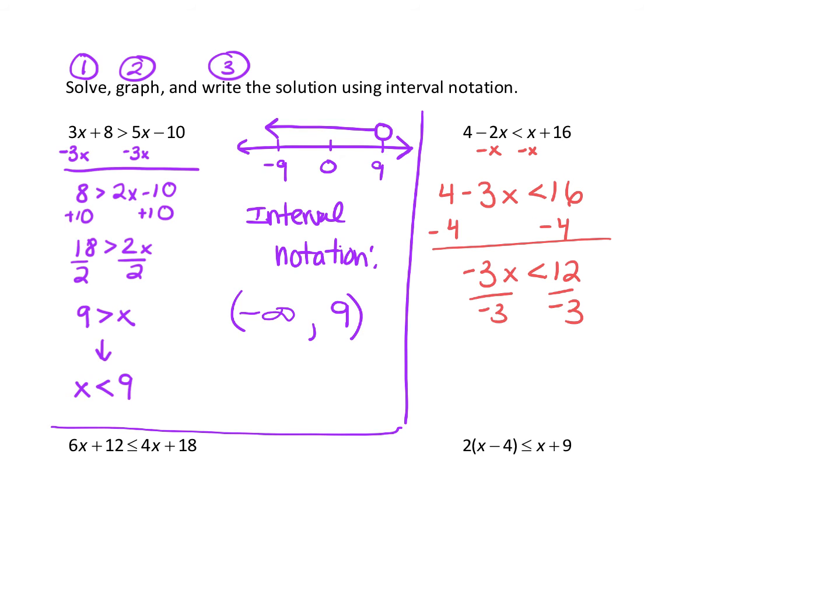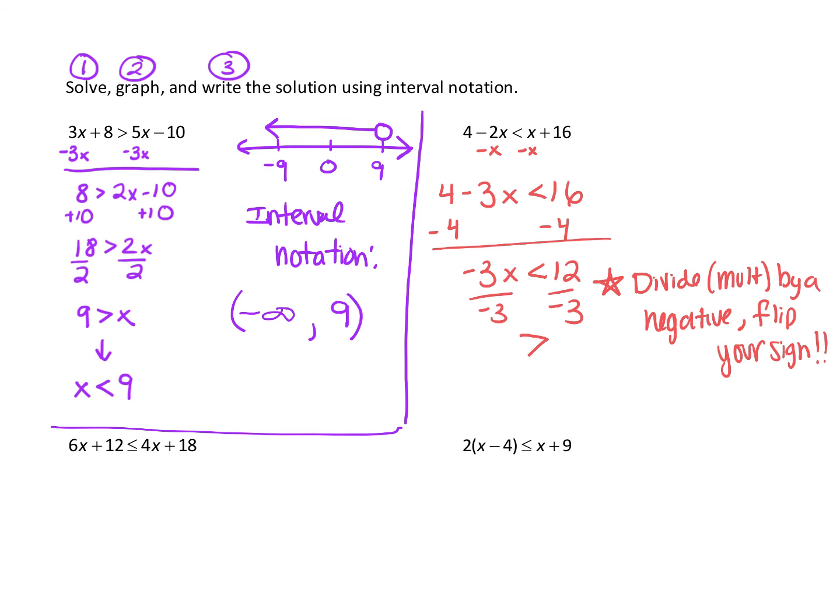Now, this is a really special rule that we have to remember. When you divide or multiply by a negative number, you must flip your sign. So now, instead of it being less than, it's going to become x is greater than -4. Now, if we're going to graph that, I'm going to plot 0, -4, and 4. I will put an open circle on -4, and then greater than will go to the right.